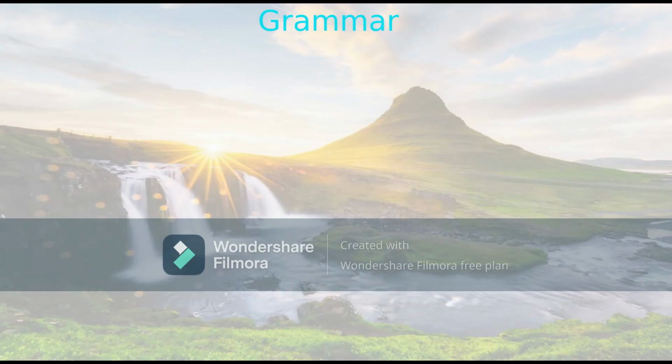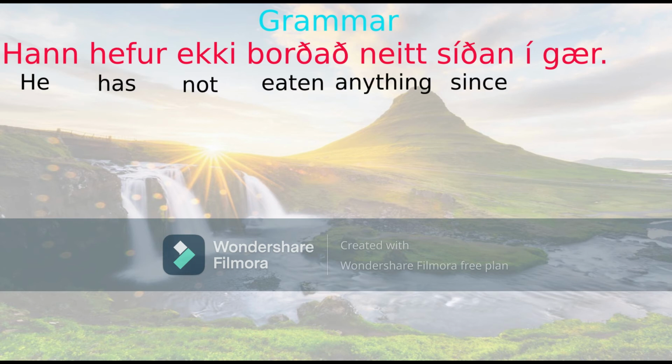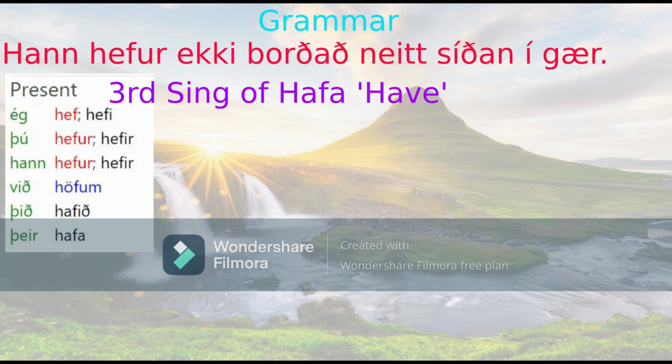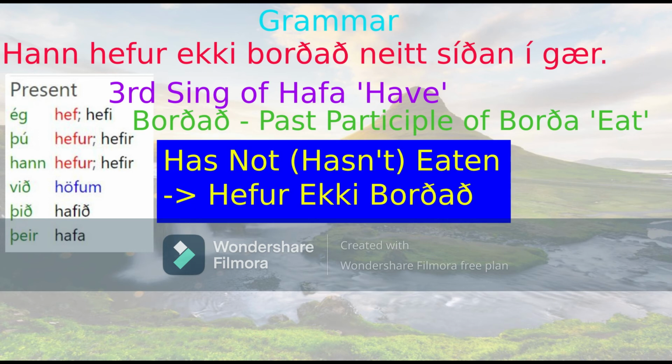Another sentence meaning, he hasn't eaten anything since yesterday. Hann hefur ekki borðað neitt síðan í gær. Word for word, it's he has not eaten anything since yesterday. This word Hafa is in the third person singular. Notice here, hefur is also hefir, normally conjugated. Next is the past participle of the verb borða, meaning to eat. The only important thing here to notice is how the negation word comes between the auxiliary verb and the past participle, just like in English.